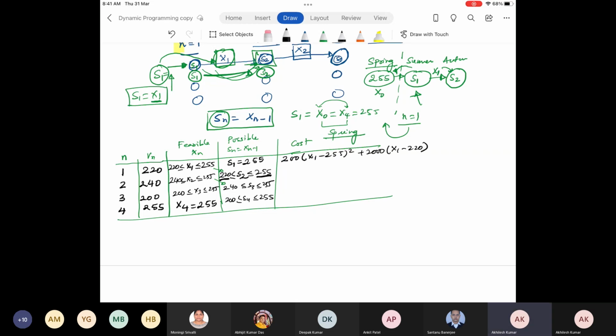Okay. Similarly, I can write the cost equations as 200 into (x2 minus x1) whole square plus 2000 (x2 minus 240), 200 into (x3 minus x2) whole square plus 2000 into (x3 minus 200). Finally 200 into (255 minus x3) whole square. See if the cost equation is making sense.